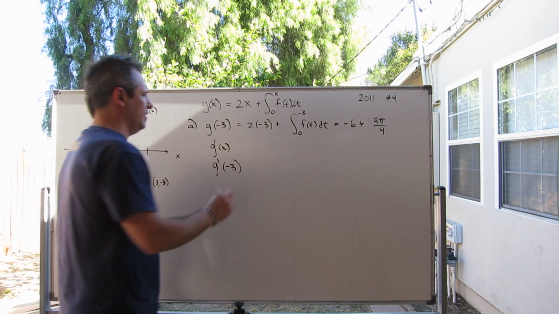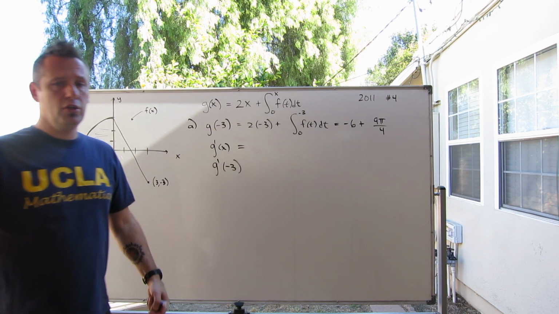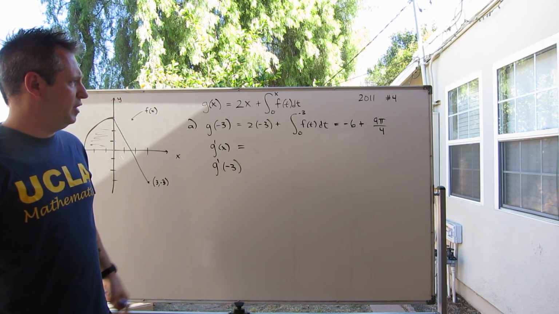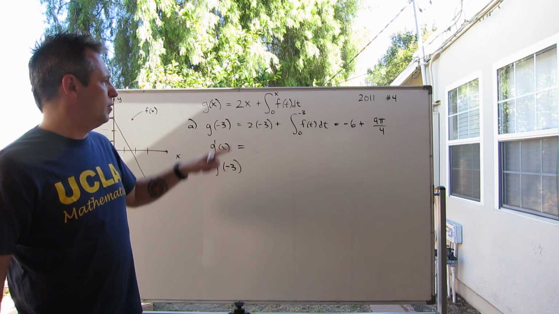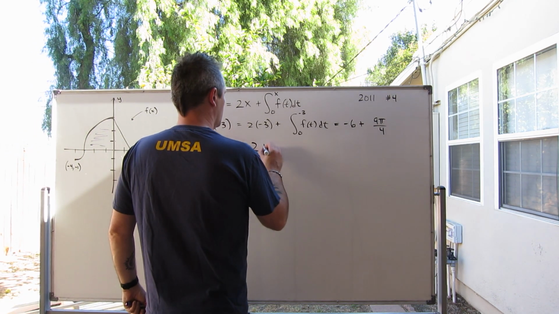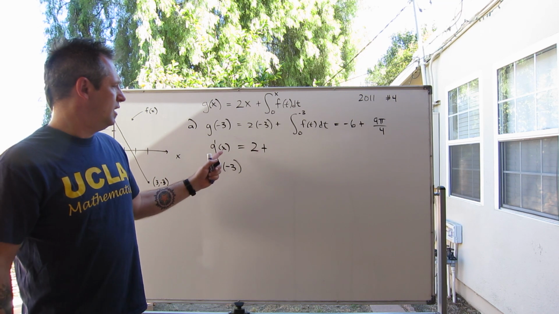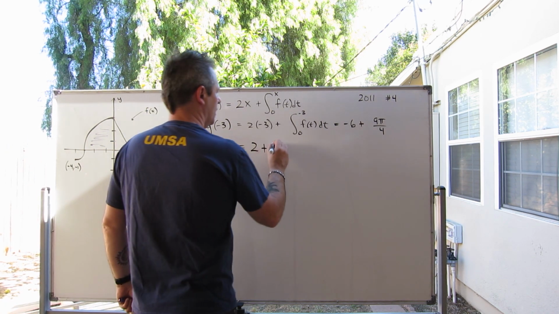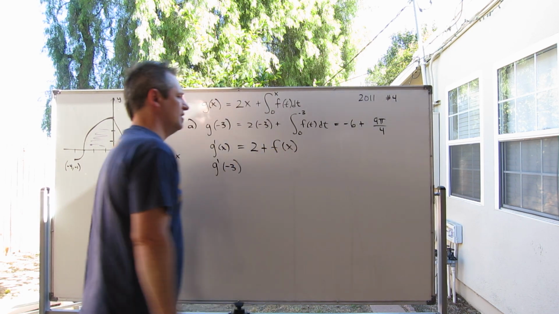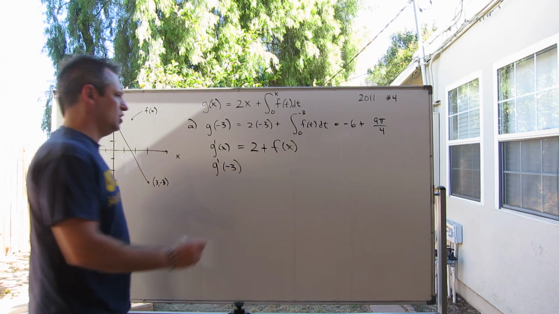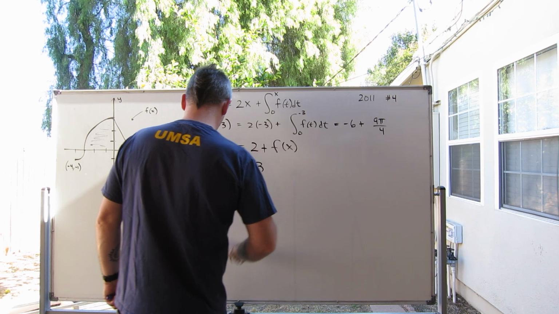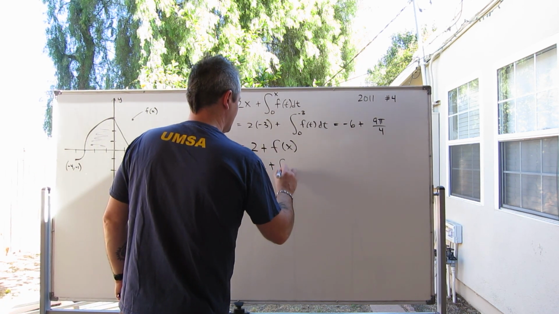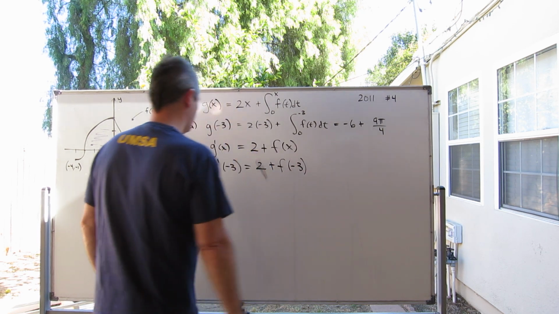Okay, for g prime of x, we're using here the fundamental theorem of calculus part 2 along with some other rules about derivatives. So here's kind of a power rule. The derivative here is just 2 plus, so we're using a sum rule that tells us that the derivative of this can be found as the derivative of the sum. This ends up equaling f of x. And so then g prime of negative 3 is pretty straightforward. It simply asks us to compute 2 plus f of negative 3.